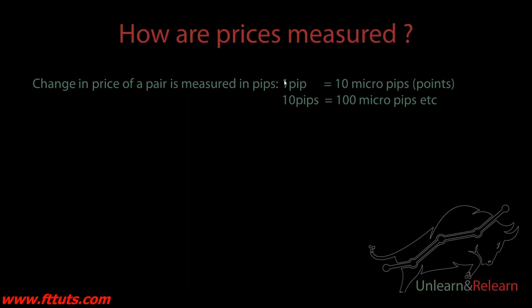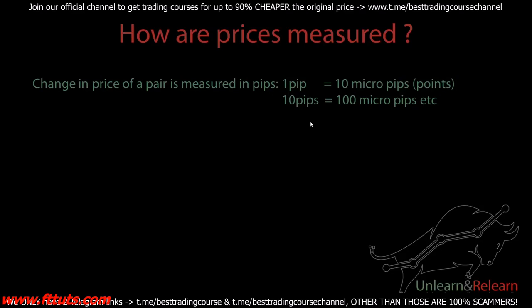In the same way, 10 pips equals 100 micropoints, or 100 micropips. So basically, we're only going to talk in terms of pips. When you say, oh, my price moved 10 pips, that's like 100 micropips or 100 points. For general talking terms, we're only going to focus on 1 pip, 10 pips, 15 pips, and so on.